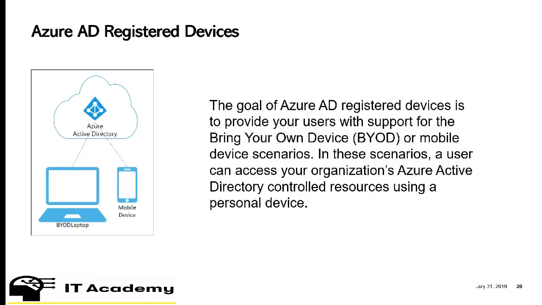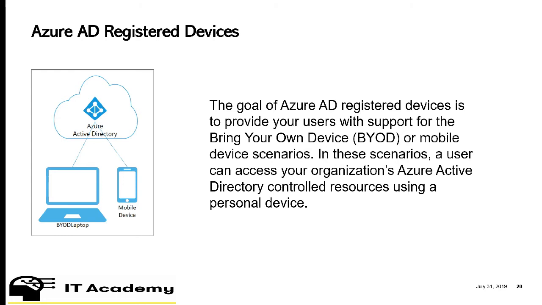Azure AD can manage relationships with client devices in a number of ways. The first one we need to be aware of for the exam is Azure AD registered devices. What that means is we've taken a laptop or a mobile device and we've registered it with Azure AD. What that means is somebody can use that laptop and be able to access Azure AD controlled resources using a device. Typically, registered devices are used for bring your own device. That's where somebody brings their own laptop or mobile device to work and they want to be able to access corporate resources from the laptop.